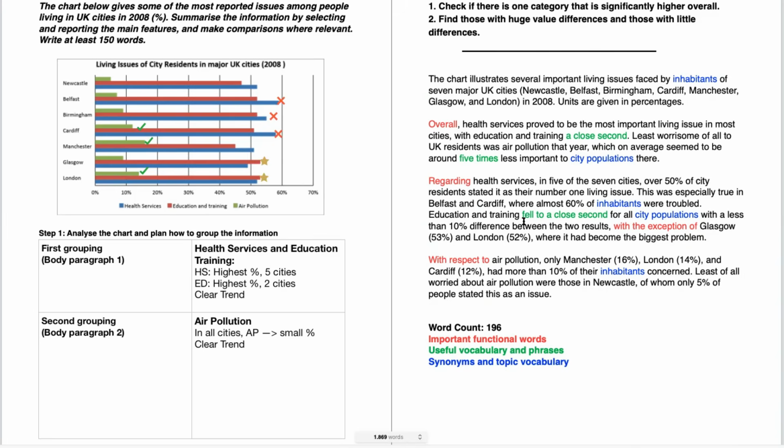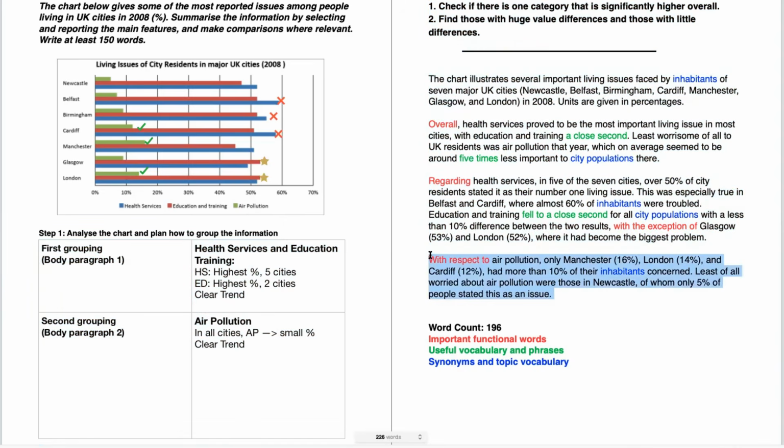And education and training fell to a close second for all city populations, with a less than 10% difference between the two results, which is true because you see that these are all less than 10%, with the exception of Glasgow and London, and I've included those percentages as well, where it had become the biggest problem. So you see how I'm able to talk about when education was higher than health services.